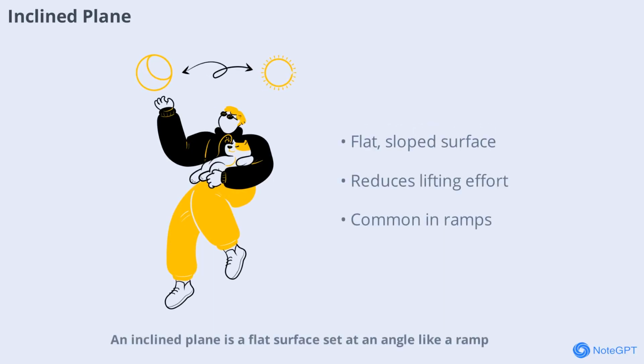An inclined plane is a flat surface set at an angle like a ramp. It allows us to move objects to a higher or lower place with less effort than lifting them straight up. Ramps, slides, and sloped roads are all examples of inclined planes in action. This simple machine is essential in construction and transportation.